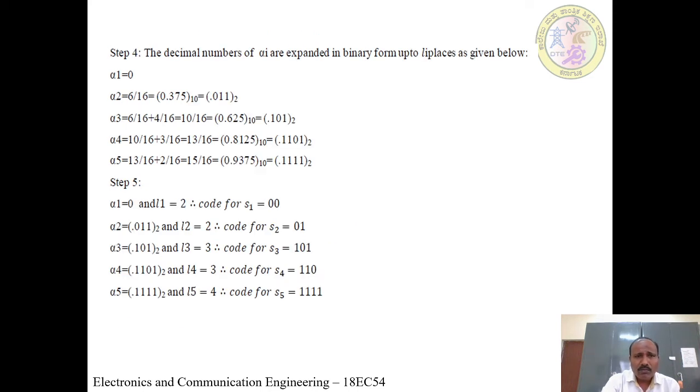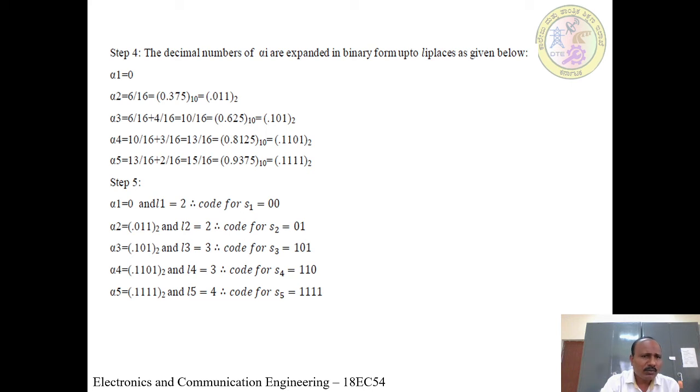So now we have to expand the given alphas in terms of binary values, up to Li places. So alpha 1 is equal to 0, and 0 is written in binary also as 0, so we can write it with as many bits as we require, as zeros. Then alpha 2 is 0.375. We can convert it to binary, and we'll get 0.011.